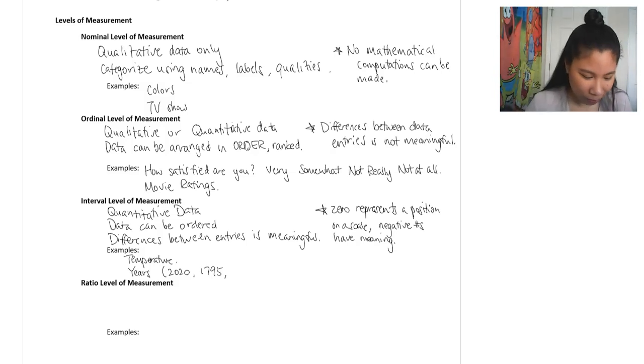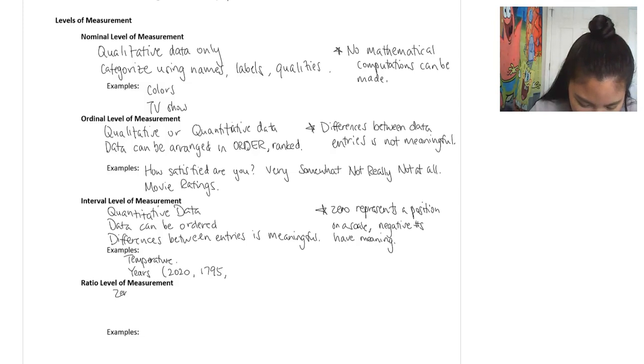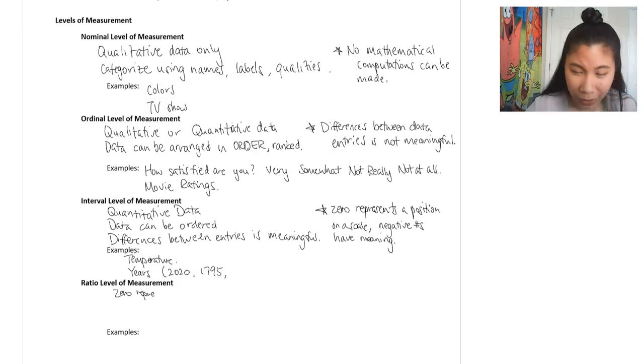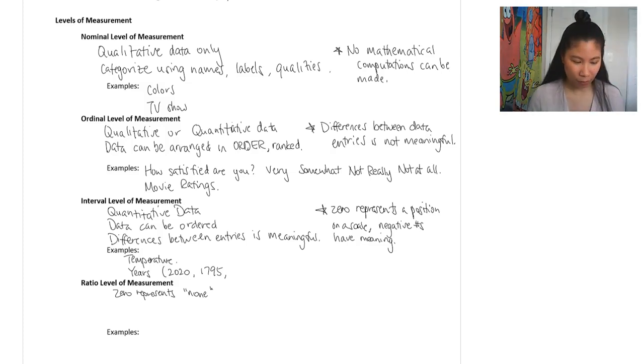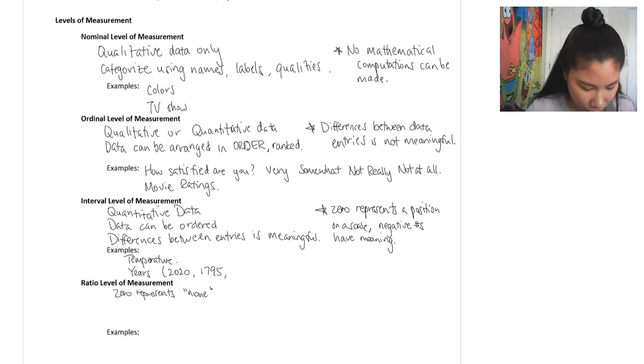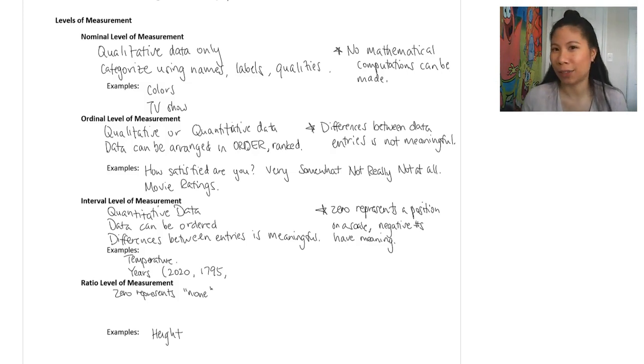So ratio then is pretty much like interval, except that 0 represents not having anything, like none. So an example of this is if I was asking about height. If you had a height of 0, that means you were 0 inches tall, you have nothing. You don't exist because there's nothing there.